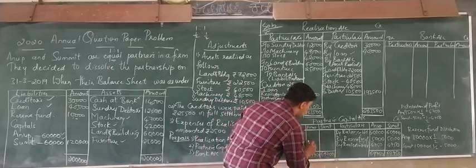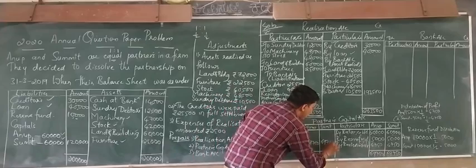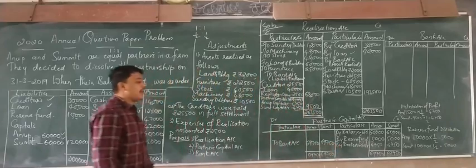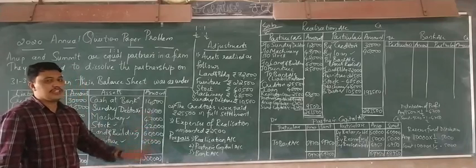So that is 69,750. Those balances you have taken here. Whatever the difference, there is no difference. Just taken the same values.